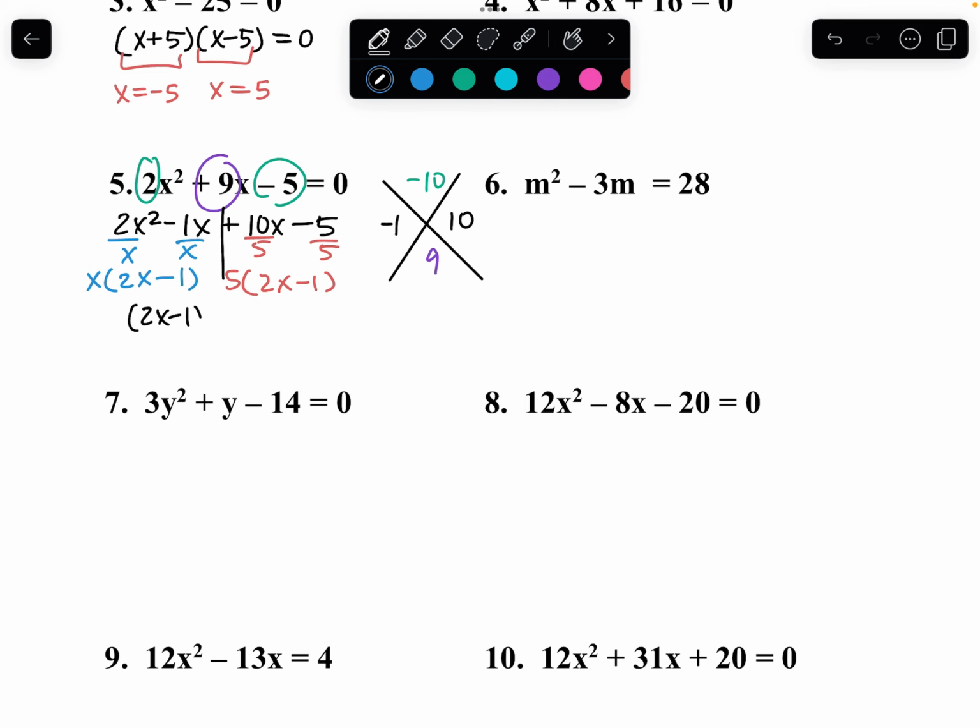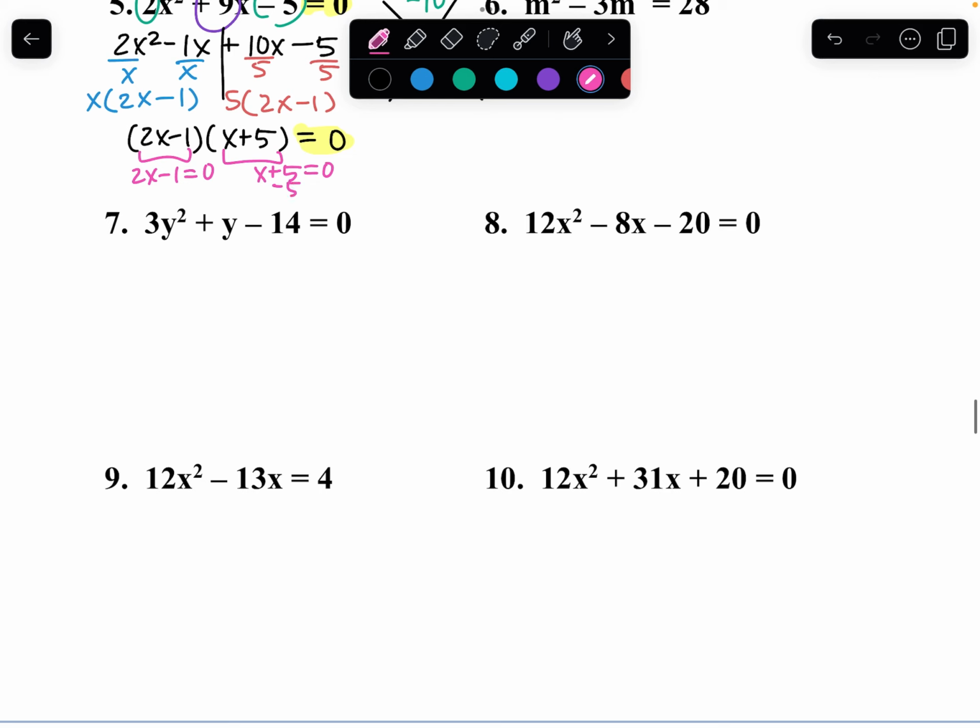So that means 2x minus 1 is one of the factors, x plus 5 is the other. And then it still equals 0. And so now we can set each factor individually equal to 0 and then solve. And so in this case, we would have 2x minus 1 equals 0. In this case, we would have x plus 5 equals 0. So here, subtract 5, and you have your solution x equals -5. Here we would add 1 and get 2x equals 1, and then divide by 2, x equals 1/2.